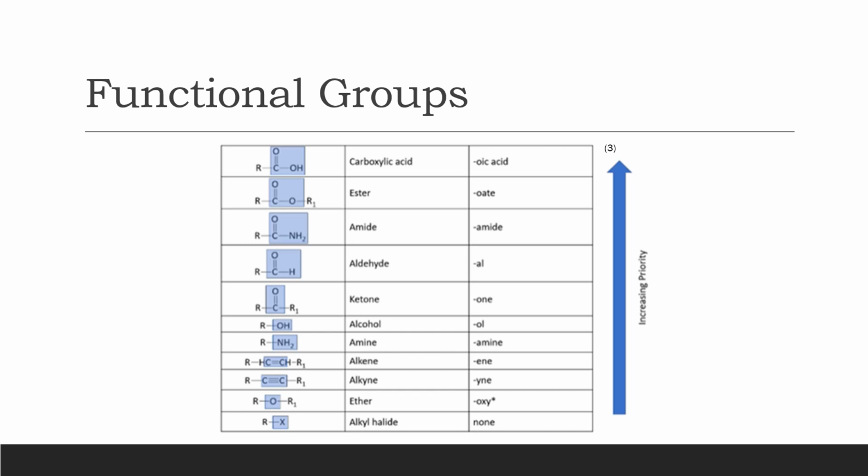In this diagram, you can see the functional groups down the leftmost column. In the center, you can see what type of compound that functional group is characteristic of, and down the rightmost column is the corresponding ending. You can also see down the one side with the arrow pointing upwards the increasing priority, showing you the priority of the functional groups.